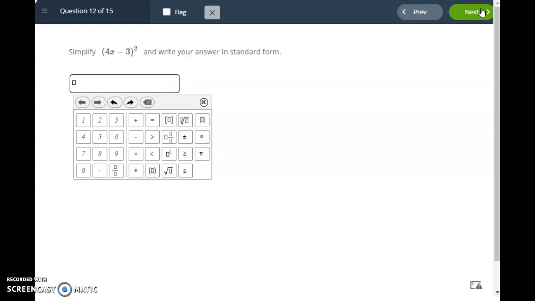So this one is another distributive property question. When you do the multiplication, it's 16x squared minus 24x plus 9.